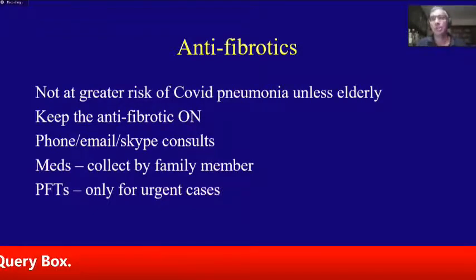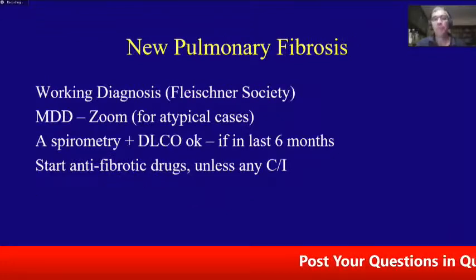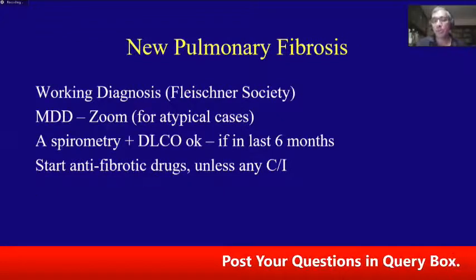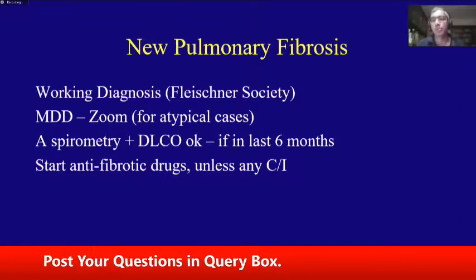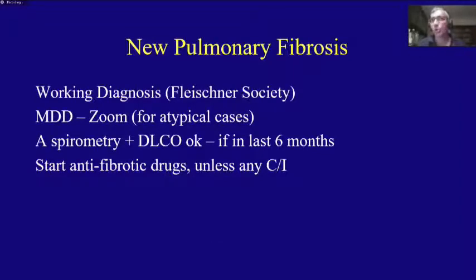I don't think there's anyone who needs an urgent lung function during the pandemic. And so that's something we're definitely not doing. Also, if it's a new pulmonary fibrosis, work on a working diagnosis like the Fleischner Society has recommended. And I think that is pretty good. You don't need a confirmed diagnosis. Use MDD and Zoom like we're using today for atypical cases.